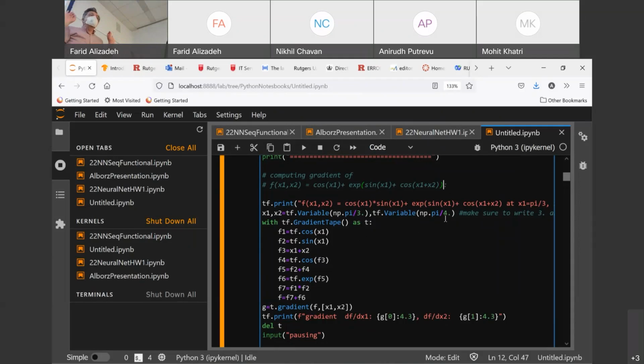So as I told you, TensorFlow and NumPy are all very similar. So I think I'm fine using NumPy. I don't know if there is a tf.pi. If it is, better to use tf.pi. But if not, that's fine.